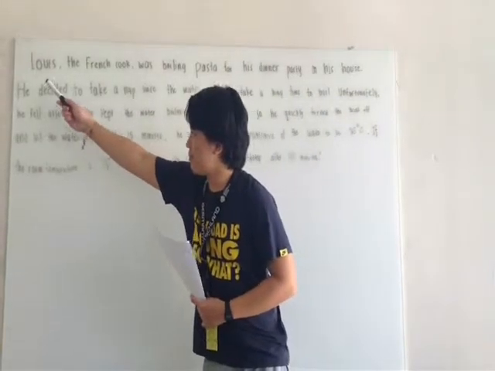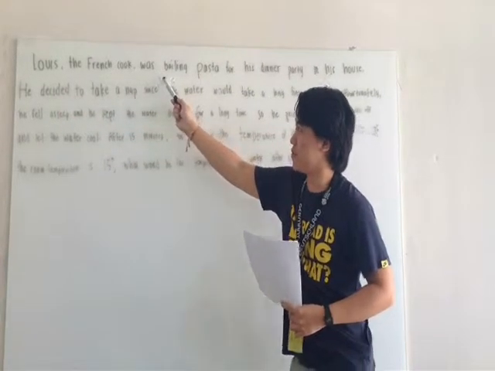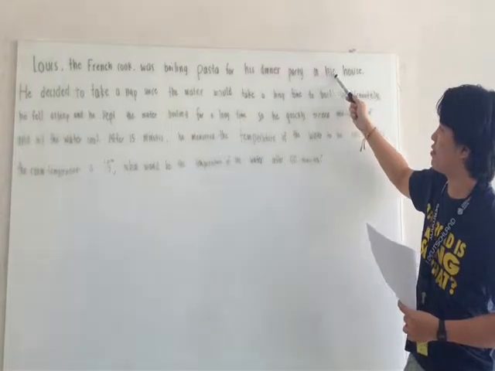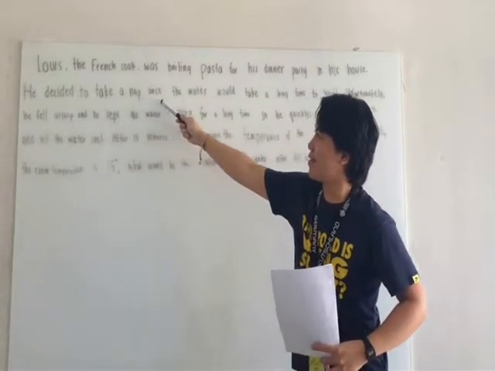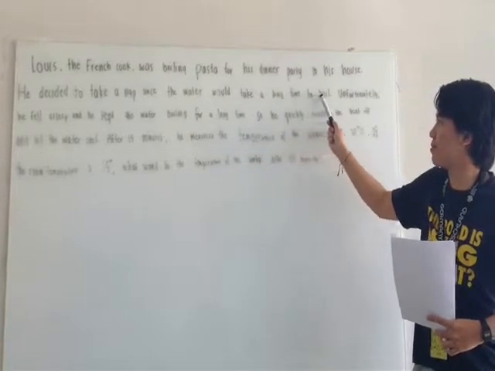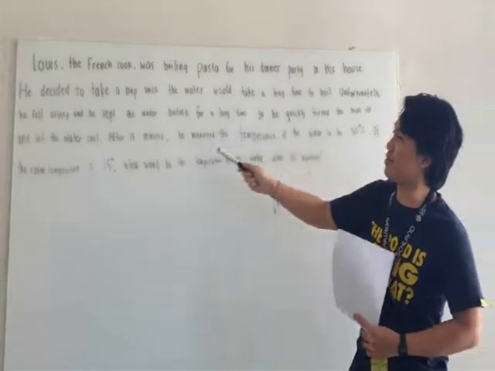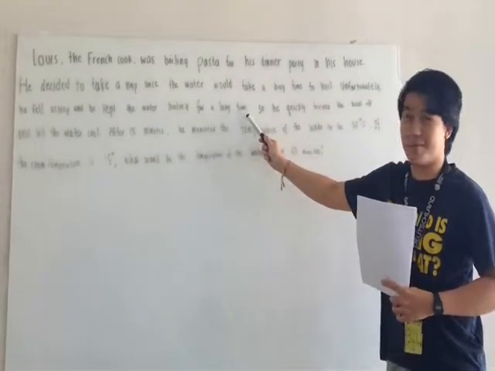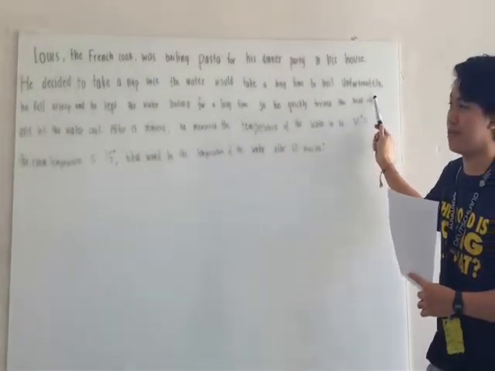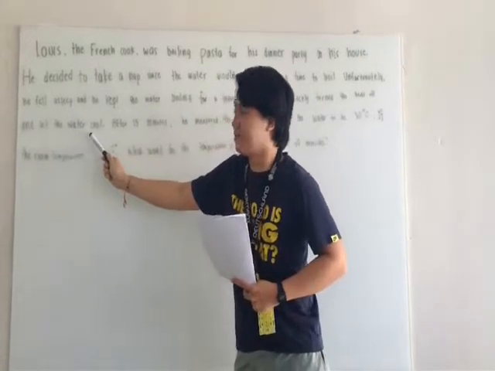Okay, in this problem we're given, Louis, the French cook, was boiling pasta for his dinner party in his house. He decided to take a nap since the water would take a long time to boil. Unfortunately, he fell asleep and he kept the water boiling for a long time. So he quickly turned the heat off and let the water cool.